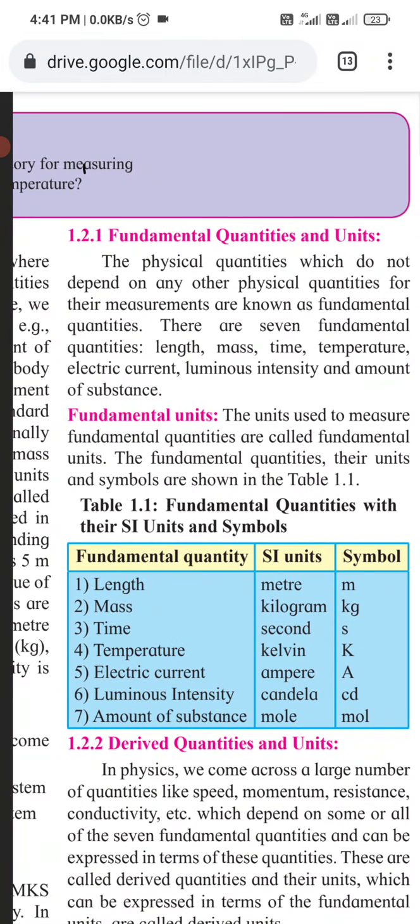There are two types of quantities, that is fundamental quantities and derived quantities. The physical quantities which do not depend upon any other physical quantities for their measurement are known as fundamental quantities. The units used to measure the fundamental quantities are called fundamental units.